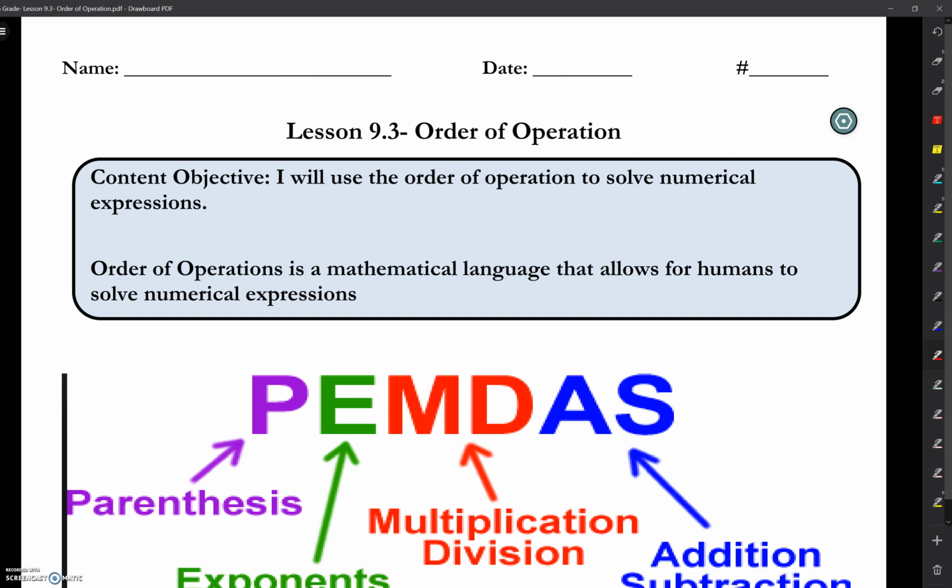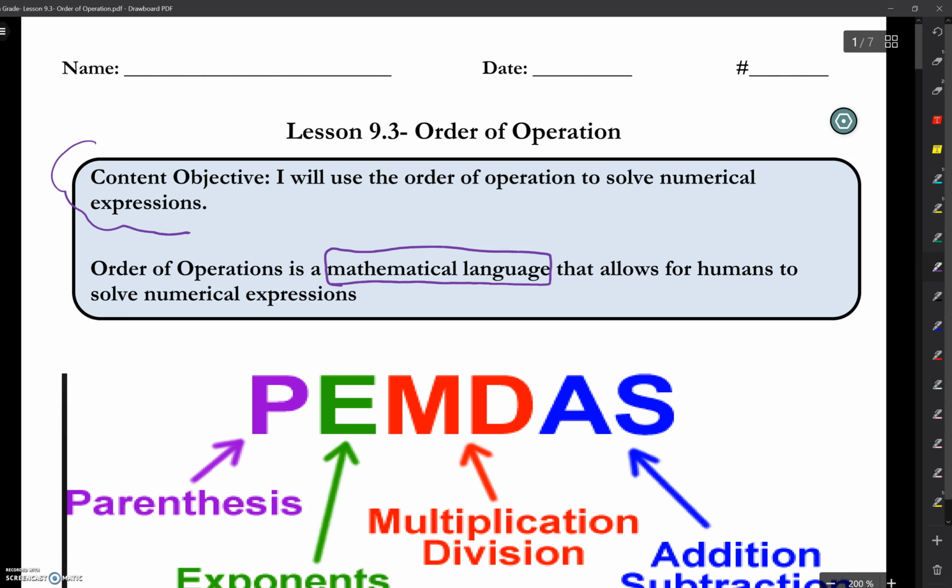All right, boys and girls, today we're going to do lesson 9.3, which is order of operation. So our content objective. Remember, if Miss Reese comes in, our content objective is I will use the order of operation to solve numerical expressions. I want you to understand that order of operation is a mathematical language. It's like speaking English or Spanish or French or German or any language, but this is a mathematical language. It's a mathematical language that allows for humans to solve numerical expressions the same way anywhere in the world.